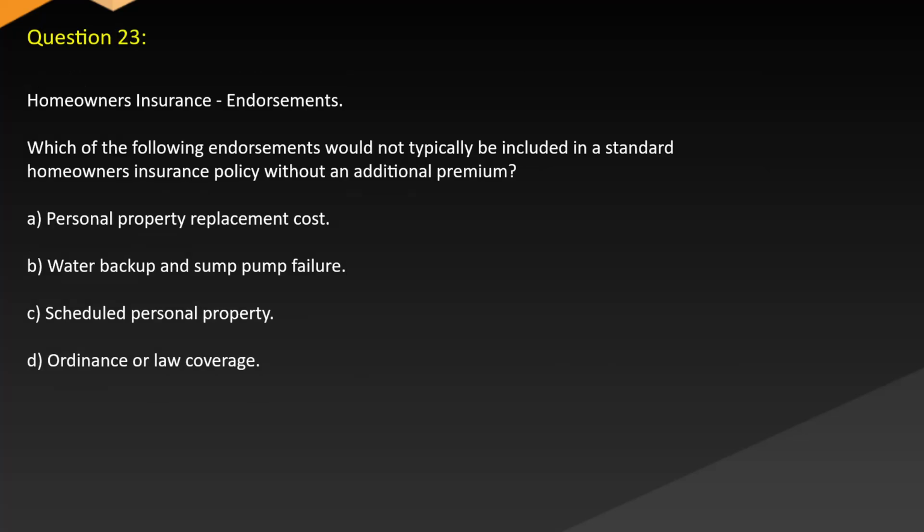Question 23. Homeowners insurance. Endorsements. Which of the following endorsements would not typically be included in a standard homeowners insurance policy without an additional premium? A. Personal property replacement cost. B. Water backup and sump pump failure. C. Scheduled personal property. D. Ordinance or law coverage.